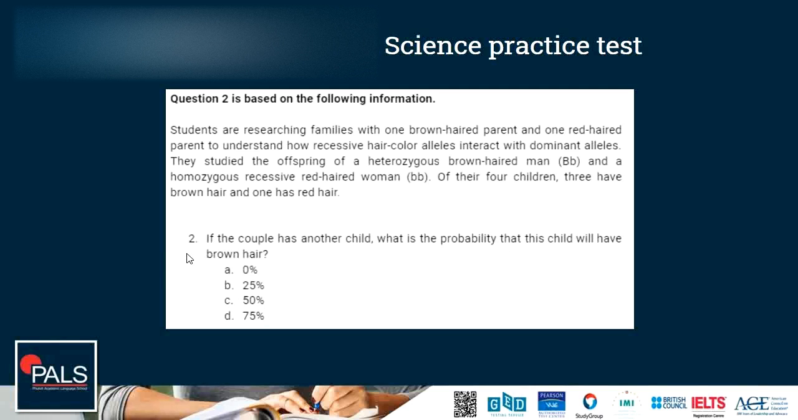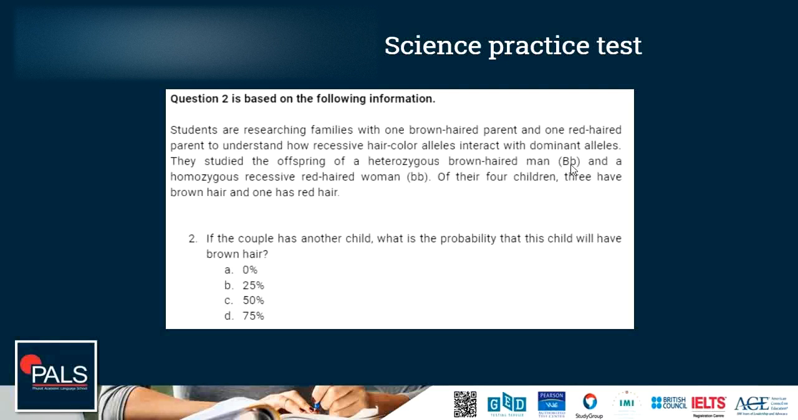The number of children doesn't matter. They can have 100 children. For each and every child, the probability is going to be the same. Even if they have 99 brown-haired children in a row, the 100th child still has a 50-50 chance of having brown or red hair. So again, one more time, how do we get to 50%?